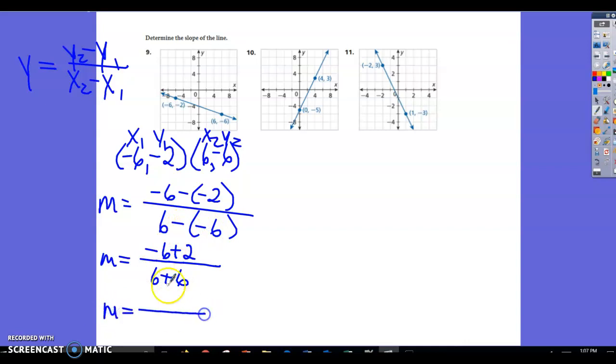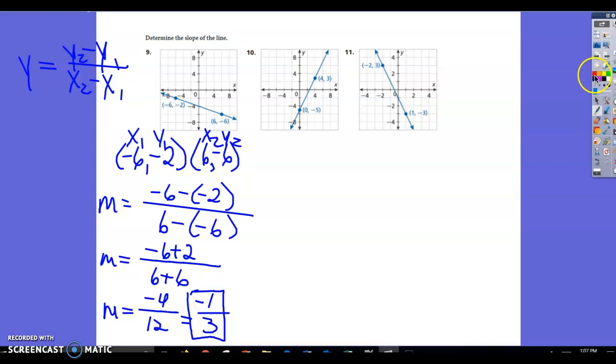So m equals -6 plus 2 is -4 over 12. And -4 over 12 can be reduced. 4 goes into 4 one time, and 4 goes into 12 3 times. So that's equivalent to -1/3. So for number 9, the slope is -1/3.